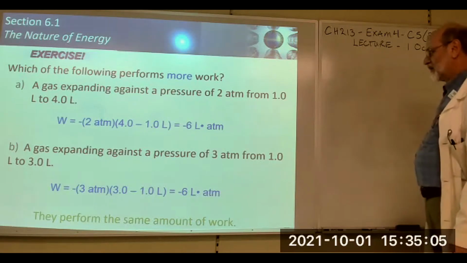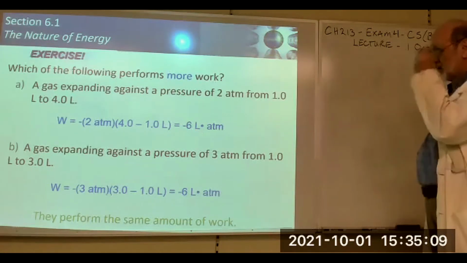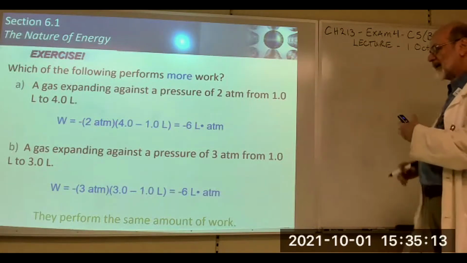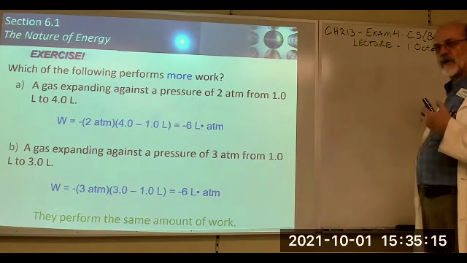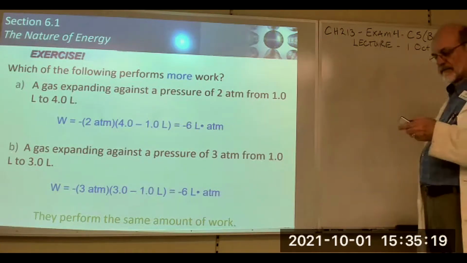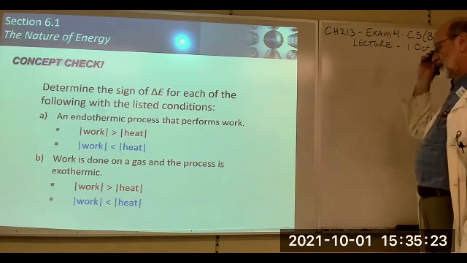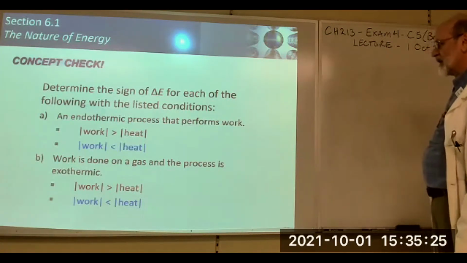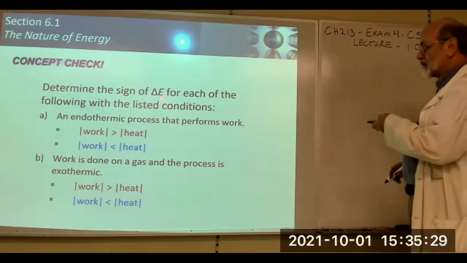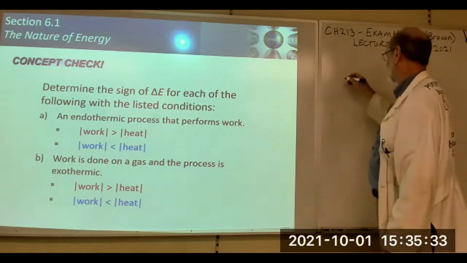Same amount of work. And if the value is negative, as we stuck this negative sign out here, the work is negative, which means that the gas has done work, the system has done work on its surroundings. An endothermic process that performs work. Now we have to say, what is the change in delta E in terms of its sign?